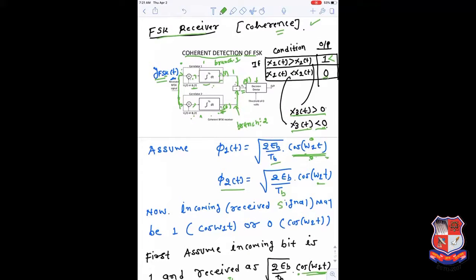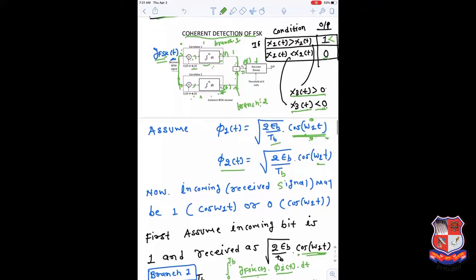Now we have two possibilities. The incoming signal may be 1 or 0. So it depends on that. If the incoming signal is 1, it is multiplied with cos omega 1t, and if the input bit is 0, we multiply with cos omega 2t. So what happens here? Let's take x1 of t as the output of the correlator.